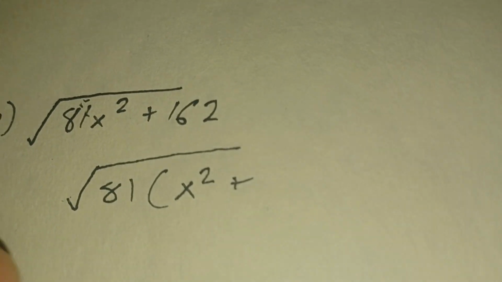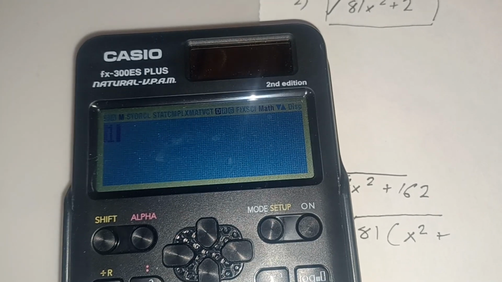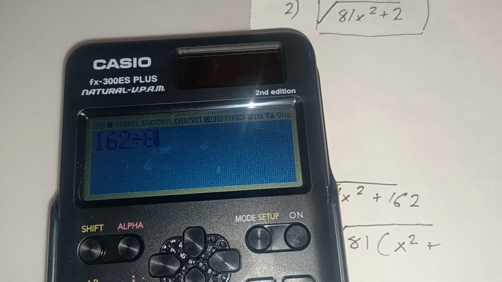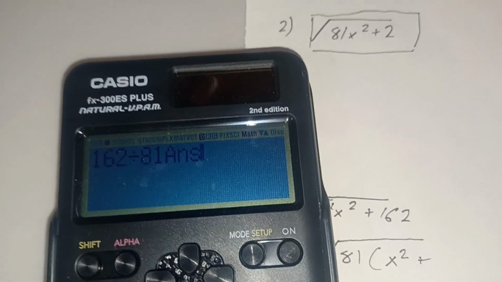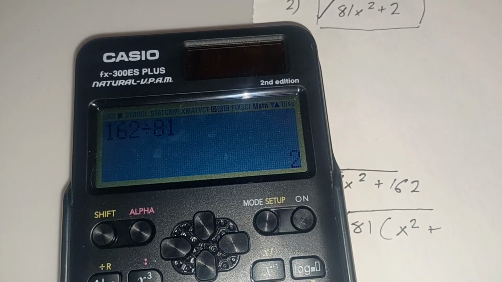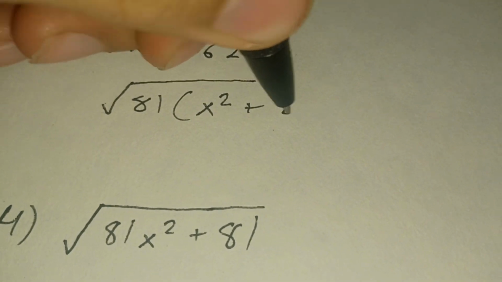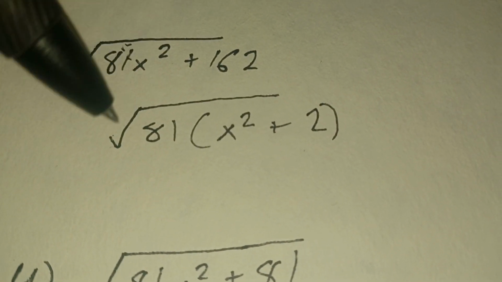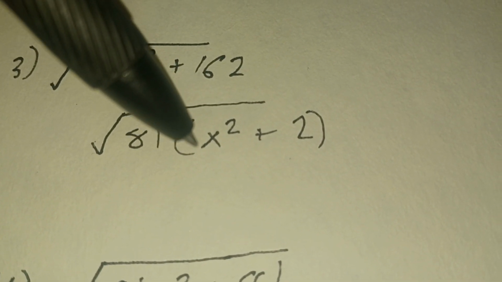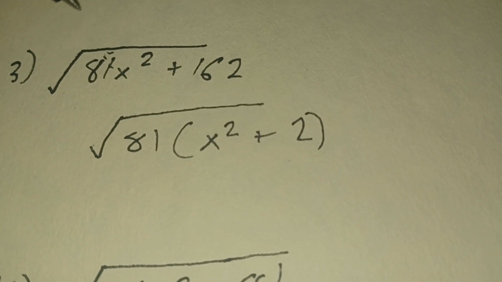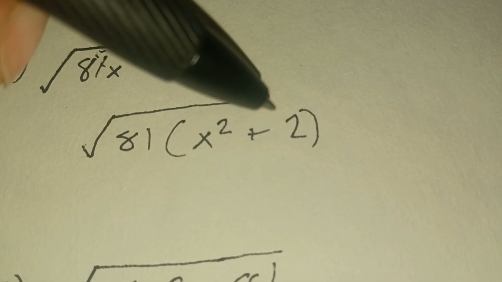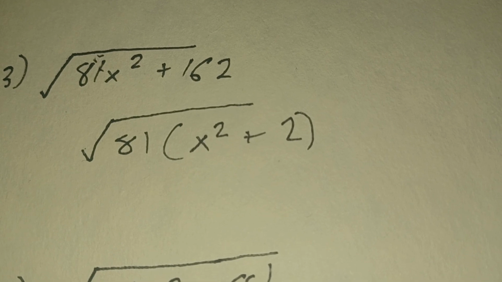I think it's 2, but let's confirm with the calculator. So 162 divided by 81. Yeah, 2. So 2. That is how you factor it. So 81 times x squared gives us 81x squared. 81 times positive 2 gives us 162.